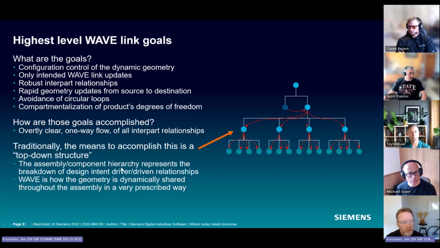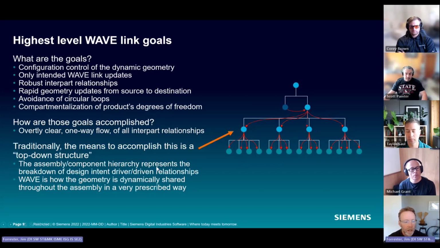How are these accomplished? Through overtly clear one-way flow of all interpart relationships, not just wave, interpart expressions, promotions. There are a number of interpart relationships. Wave is kind of the king among them, but this applies to any interpart relationship. And traditionally, the means to accomplish this is through a top-down design structure.